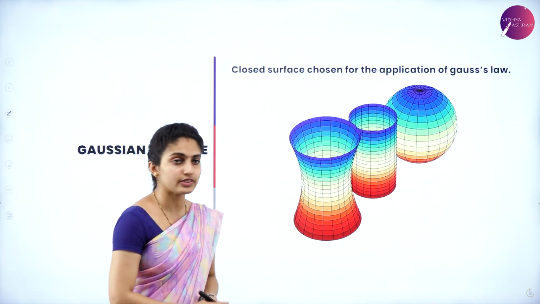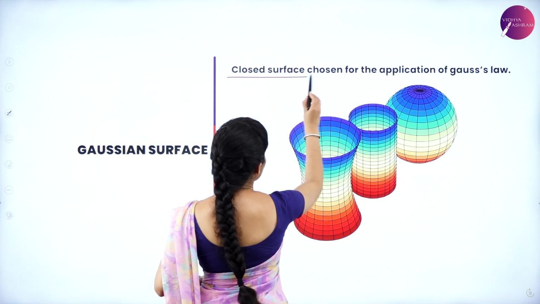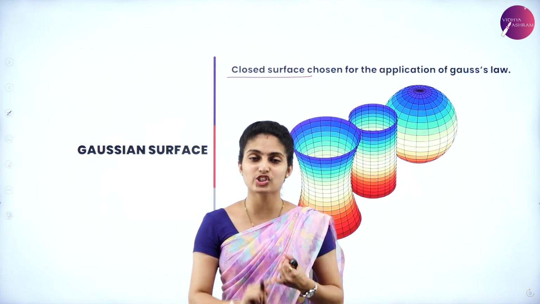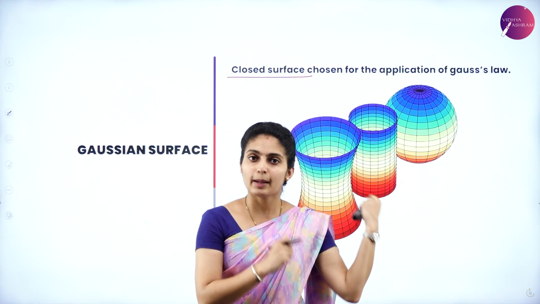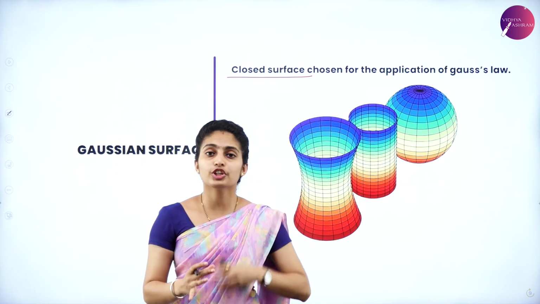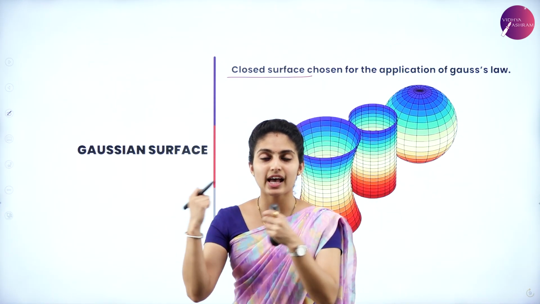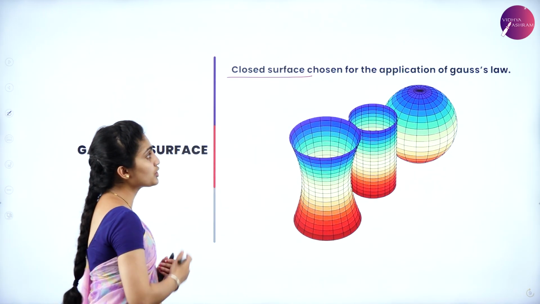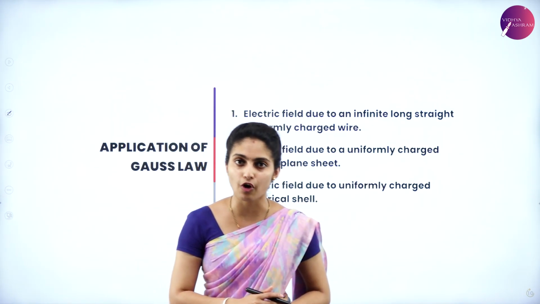So what is a Gaussian surface? It is a closed surface which we choose in order to find the electric field at a point, either by using linear charge density or a surface charge density in an object, that is, the applications of Gauss law. In order to apply Gauss law, we use this Gaussian surface. So the Gaussian surface is a closed surface chosen for the applications of Gauss law.